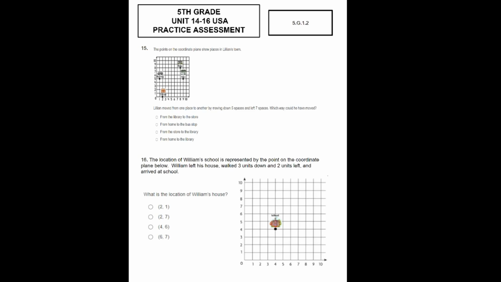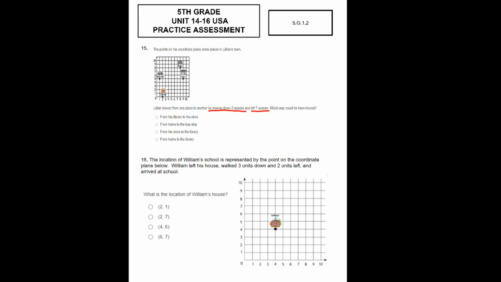All right, Super Friends, we are going to finish up our review. This is part 2. Question 15, the points on the coordinate plane show places in Lillian's town. Looking at the table, I see there's a bus stop, a library, her home, and a store. Lillian moved from one place to another by moving down 5 spaces and left 7 spaces. Which way could she have moved?